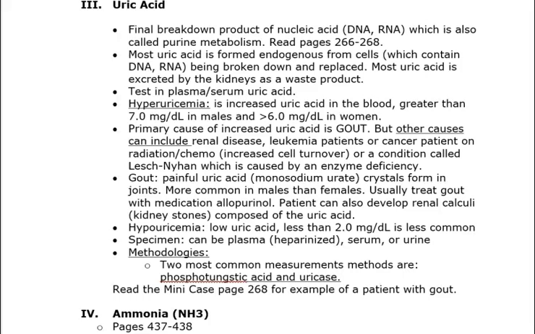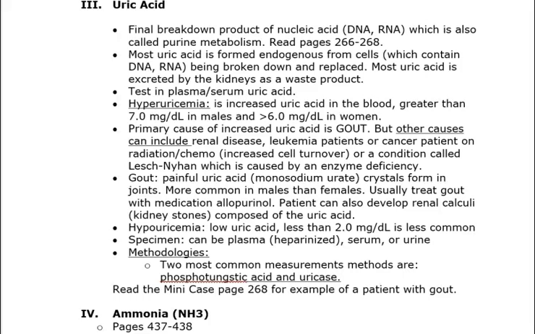Gout, which most of you are probably familiar with, is a condition where painful uric acid crystals, which are also known as monosodium urate crystals, form in the joints. Most common in males, but this can also happen in females. It's usually treated with a medication called allopurinol. Patients can also develop renal calculi, which are kidney stones, composed of uric acid.